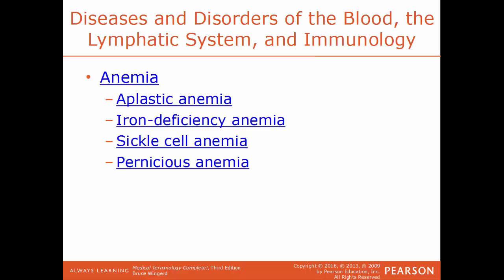So this will lead to lower levels of oxygen, which will lead to the person becoming very fatigued very easily. And the last one on here, pernicious anemia. This is an autoimmune condition. This is where the body can't make enough healthy red blood cells because the body can't absorb enough vitamin B12. And the way you would treat this type of anemia is to make changes in your diet, and getting a vitamin B12 supplement.